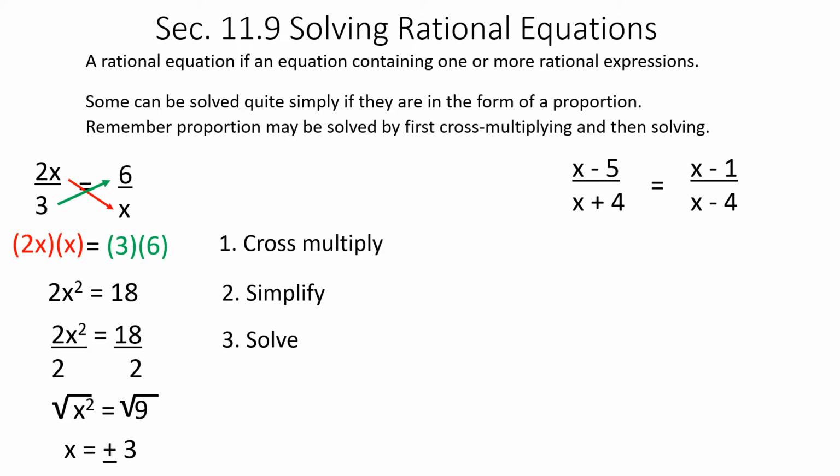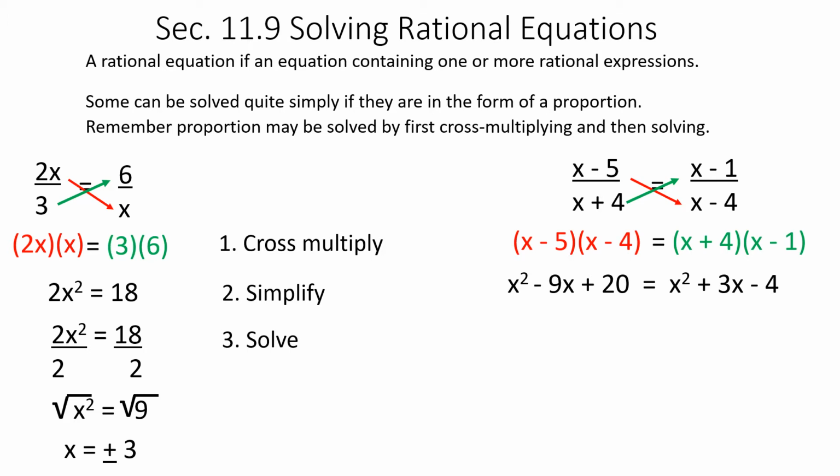Now let's look at this problem. Again, it's two fractions set equal to each other, so it's a proportion. All we have to do is cross multiply. So I'm going to take that x minus 5 times the quantity x minus 4. And then I'm going to cross multiply and take the x plus 4 times the x minus 1. And from here I need to simplify. So you're going to use the FOIL method, and you're going to multiply those out, and you end up with trinomials on either side.